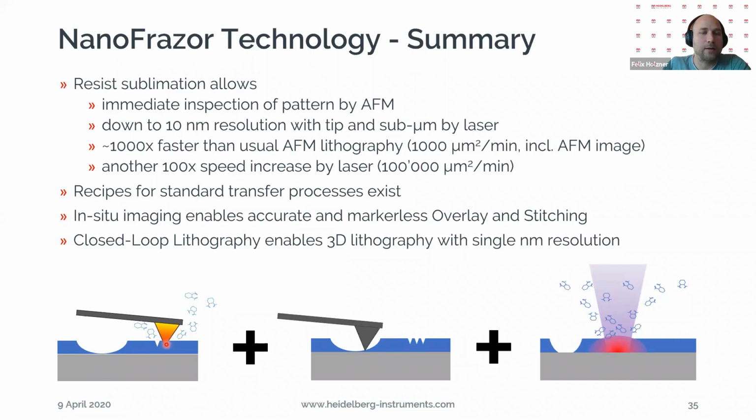just because we are not limited by the interaction time. So here the heating is done in microseconds and the removal, while for other AFM lithography, you have to stay for microseconds, milliseconds. And yeah, very important to note, for rapid prototyping, this 100x increase of speed with a laser is very advantageous. Also, I want to point out again, we have a lot of recipes for standard transfer processes like lift-off and etching and so on.